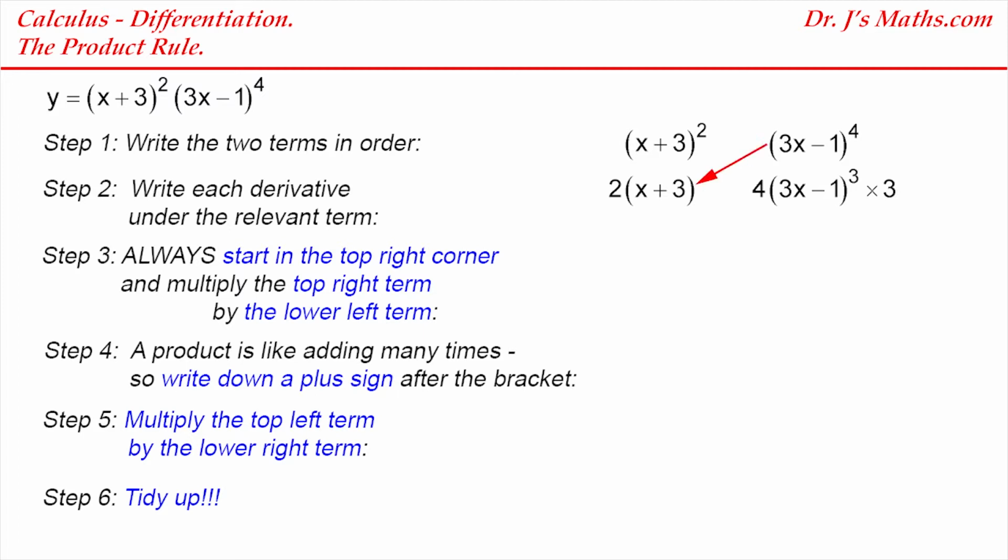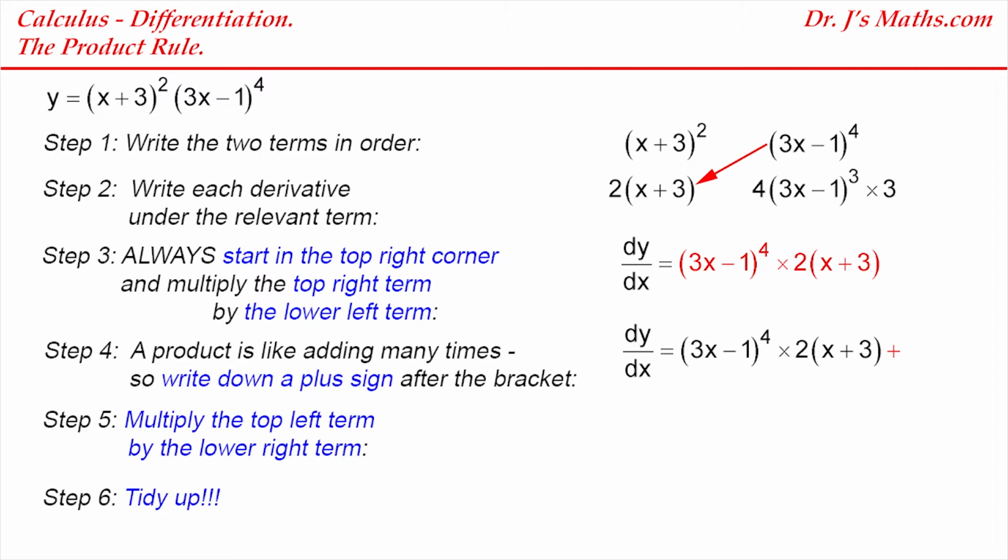We're going to start in the top right hand corner and multiply the top right term by the lower left term. So we have (3x minus 1) to the fourth times 2 outside of (x plus 3). A product is just like adding, so we put a plus sign in.